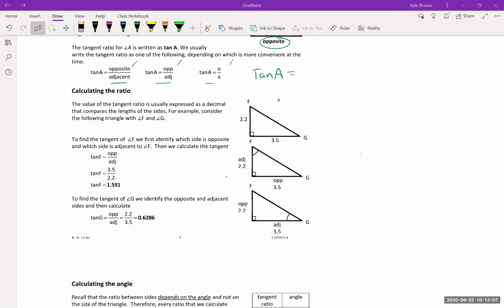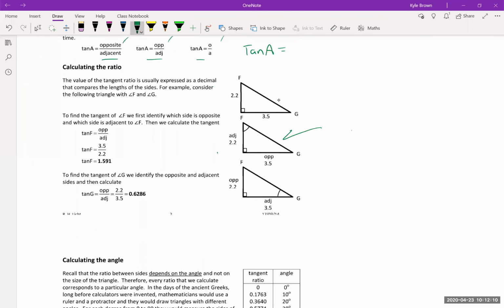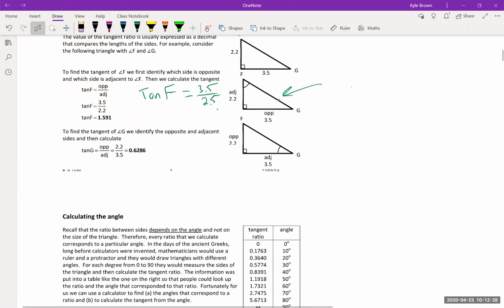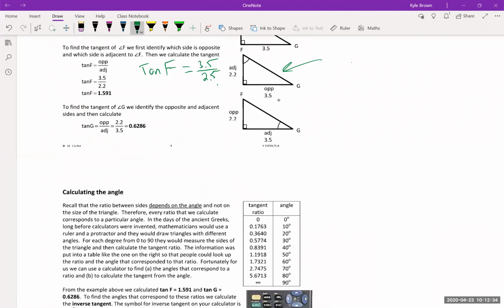Okay, so if we were looking at, let's say, this one here, then that would just be the tan ratio. So I'd say tan of angle, in this case F, is going to be equal to the opposite over adjacent, right? That's the TOA part of it. So that'd be 3.5 over 2.2. And then for G, sorry, G would just be the other way around, right? Because now we're looking at this angle, G. So now the opposite would be the other way around. It'd be 2.2 divided by 3.5 to get that ratio, okay?